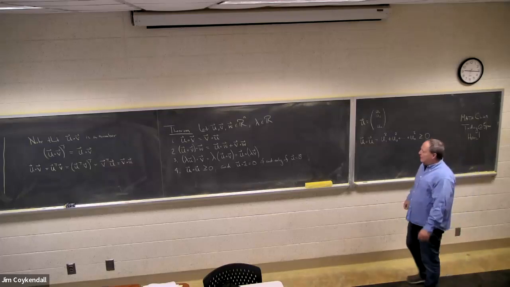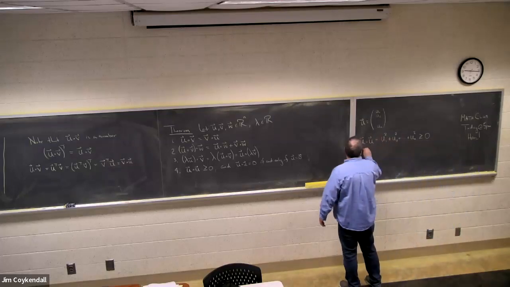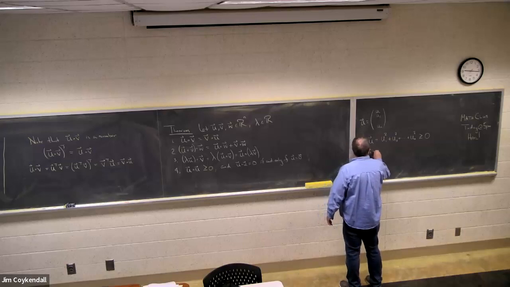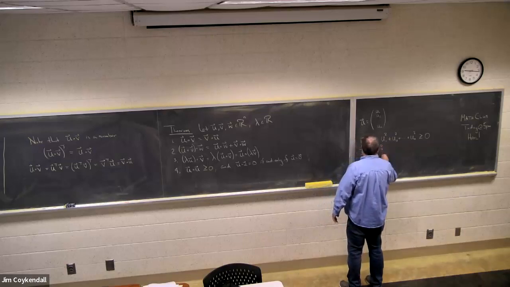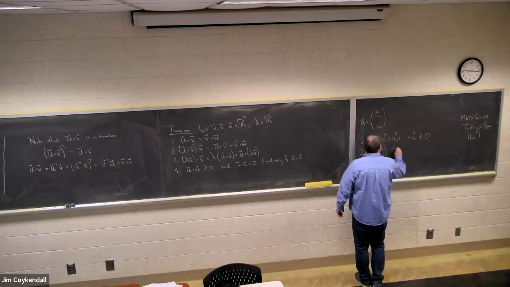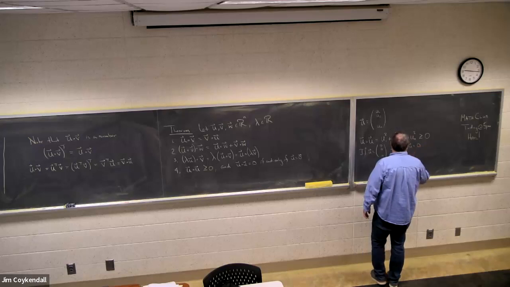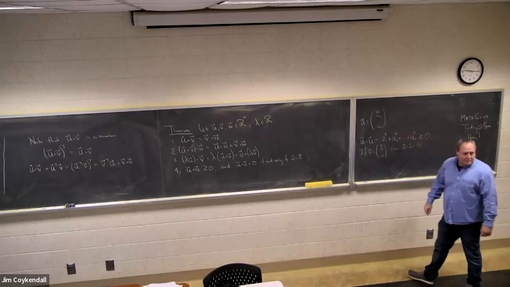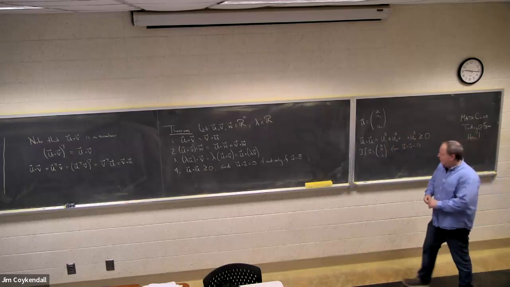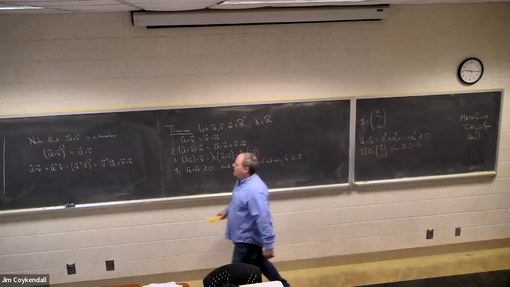And what about the second statement? Well, if U is (0, 0, 0), then U dot U is equal to 0. That's easy peasy lemon squeezy, right? What about the other way?